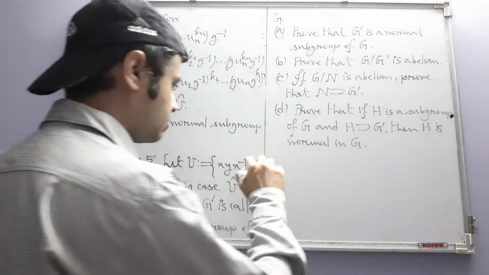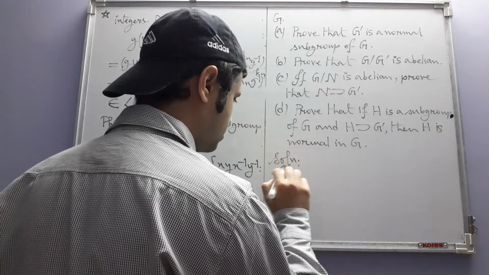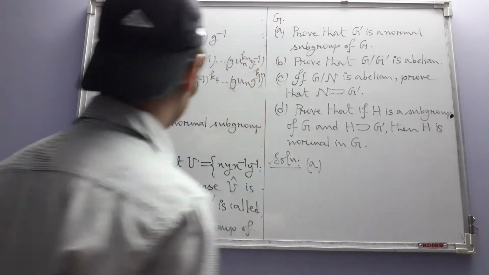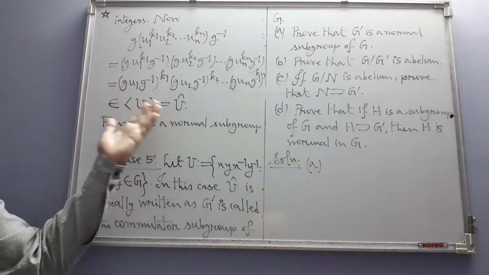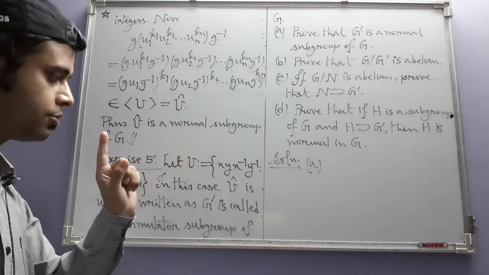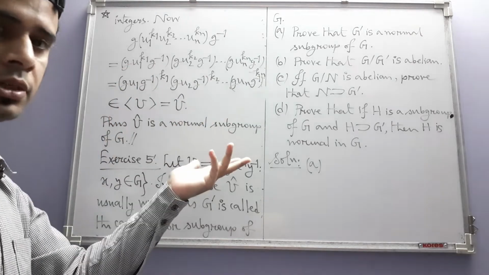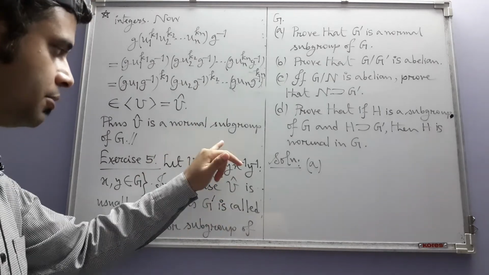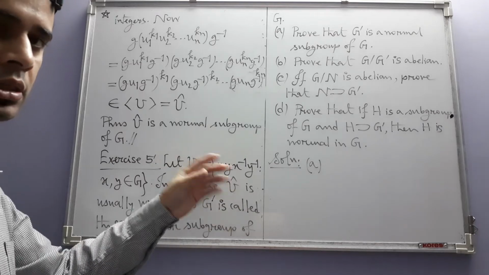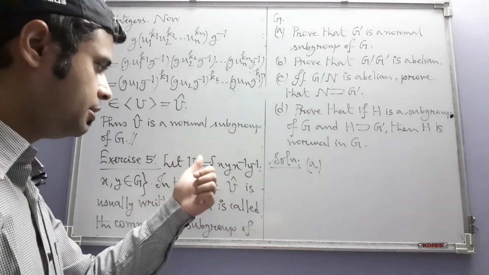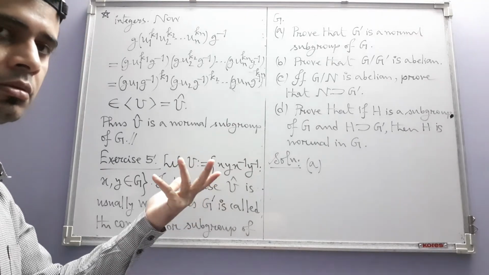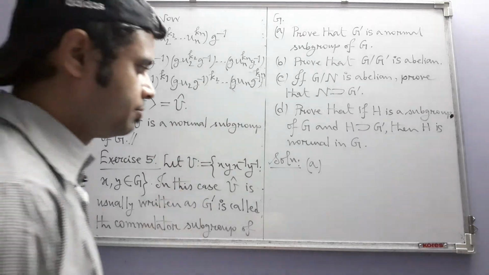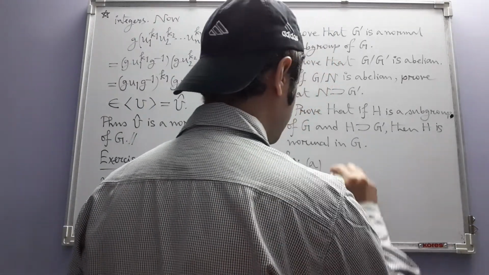Okay, so let us now solve the parts one by one. Because of part B of the previous exercise, it's enough to show that if that condition turns out to be true for this particular U, namely that if you take any element g from G and any element u from U, then g u g inverse is again in U, then automatically by part B of the previous exercise, G prime will be normal, and in fact that's what is going to happen.